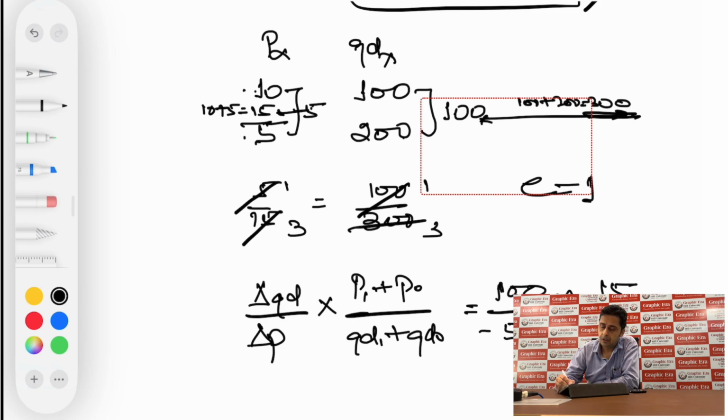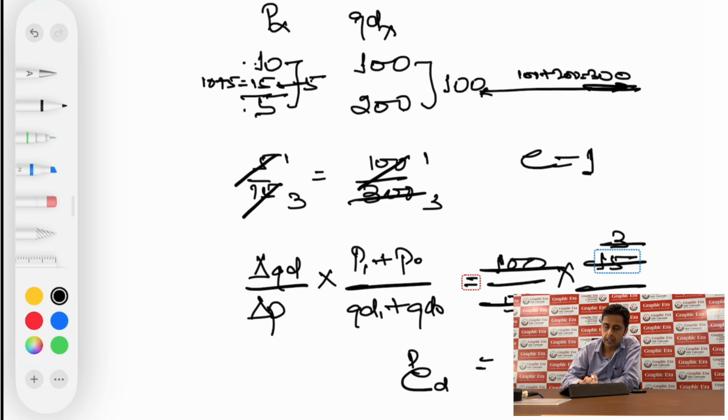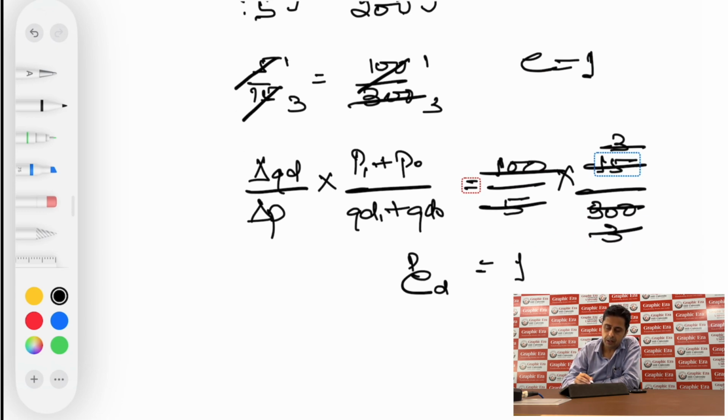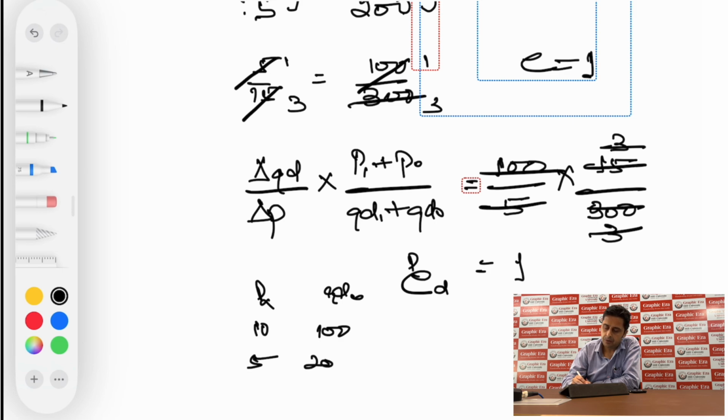And what we see is that the price elasticity of demand comes out to be 1, which is a case of unitary elasticity. And how do we confirm that it is unitary elasticity? At a price of 10, the demand was 100. At a price of 5, the demand was 200.